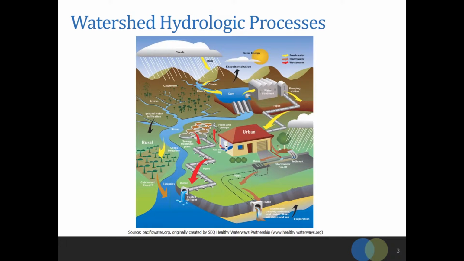So just to start with a broad scale view of watershed hydrologic processes, you have your precipitation in the form of rain and snow leading to surface runoff that fills the rivers and the streams. You have some of that going into the groundwater through infiltration. You have evapotranspiration. And you have some of this water being used for municipal use, and you have stormwater runoff.